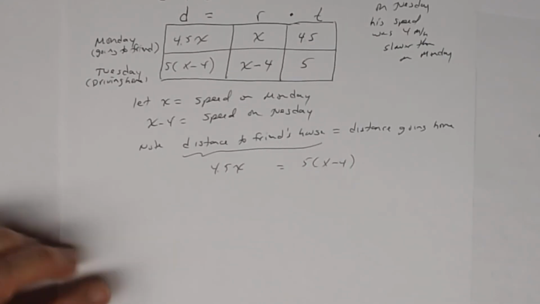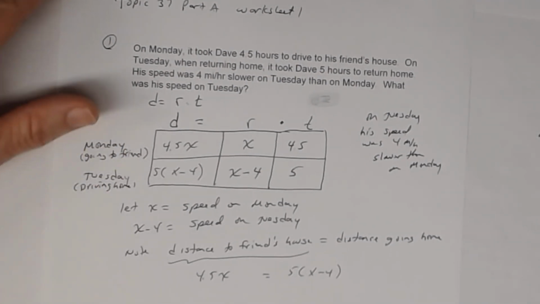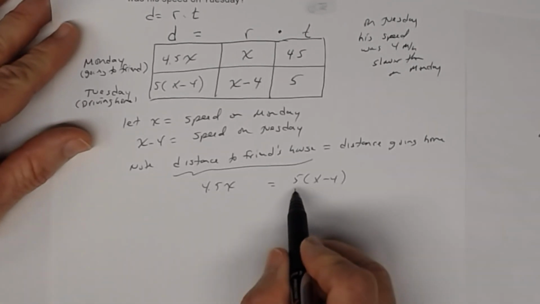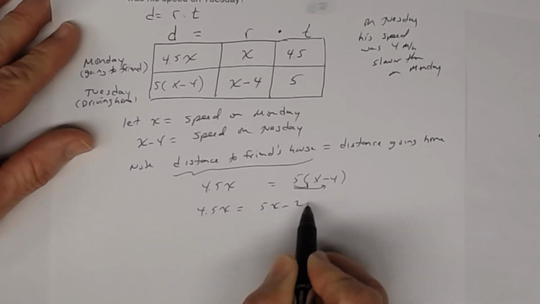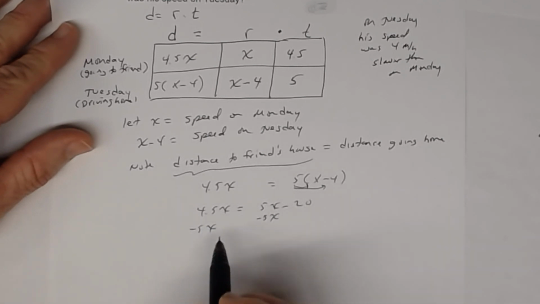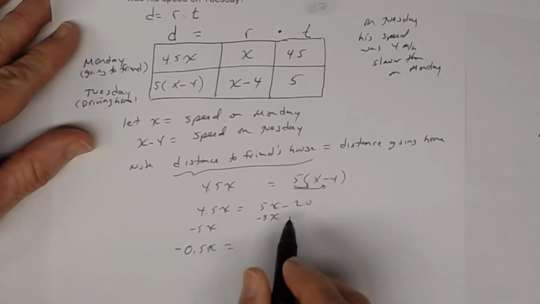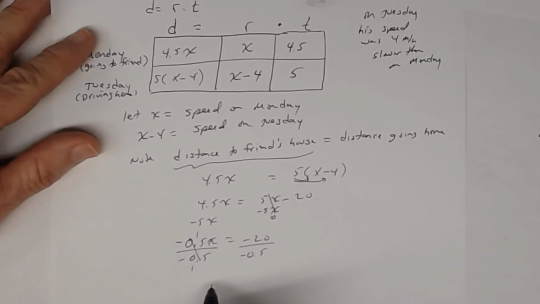And so you solve for x, and then you can answer the question, and all they want to know is, what is the speed on Tuesday? That's all this problem asks you to find. Okay, so setting up this, solving this linear equation, we have 4.5x equals 5x minus 20, right? And then subtracting 5x from both sides. 4.5x minus 5x is a negative 0.5x equal, and then that's going to be negative 20. Divide both sides by negative 0.5. Negative 0.5, not x. And then reducing, I get x to be.